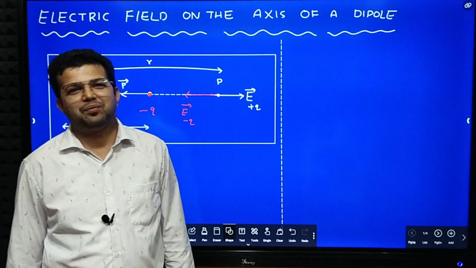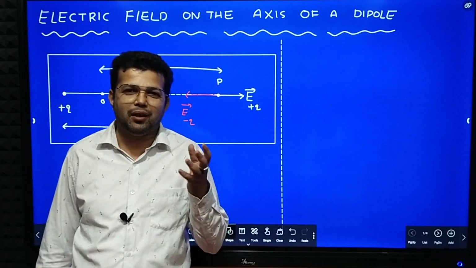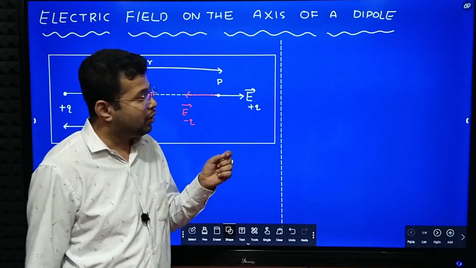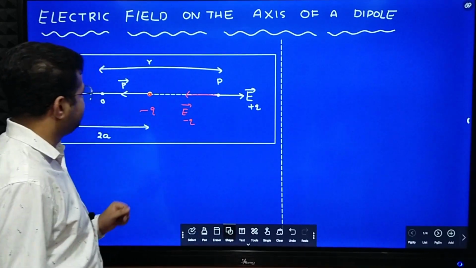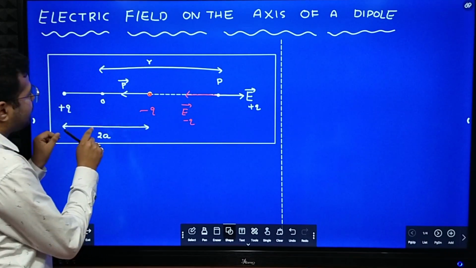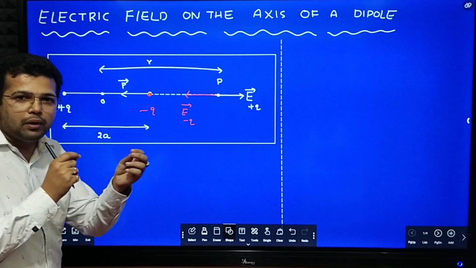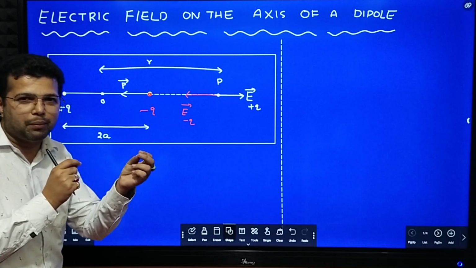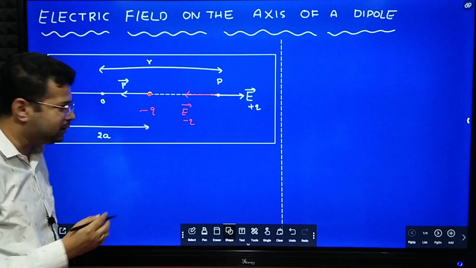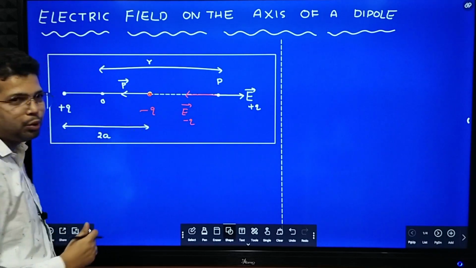Hello dear students, in this session we are trying to learn how to derive an expression for electric field on the axis of an electric dipole. So here we have considered one electric dipole. What is an electric dipole? Two equal and opposite charges separated by a small distance. Plus q and minus q are the two charges separated by a distance 2a.